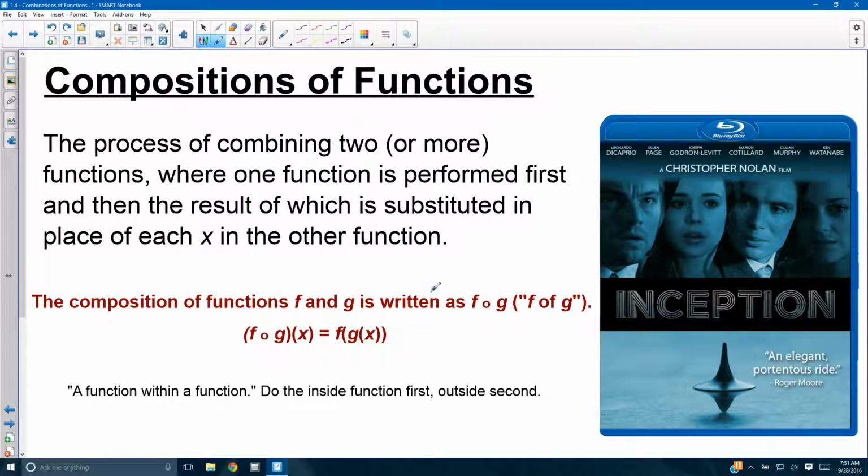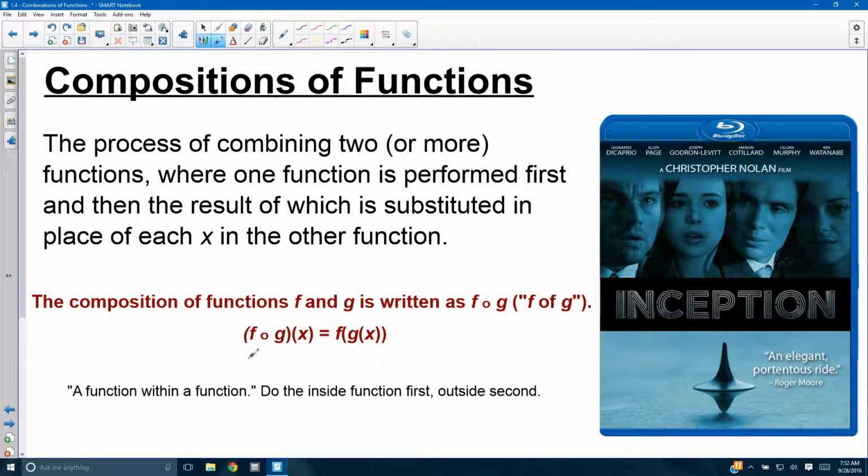The composition of functions is written as such. It says f, kind of the letter O, like an open circle. F, O, G. It's a small o, though. It looks like fog. It means f of g. So if I find f of g of x, we're finding f of g of x, like so.